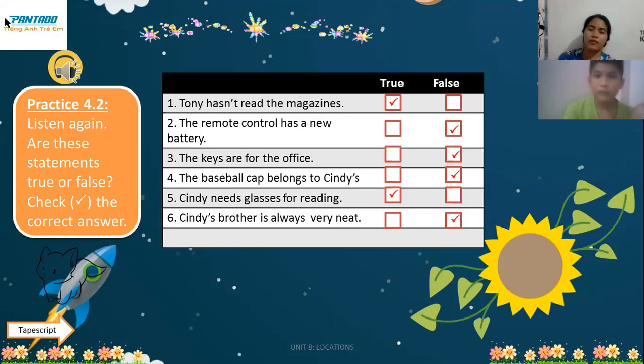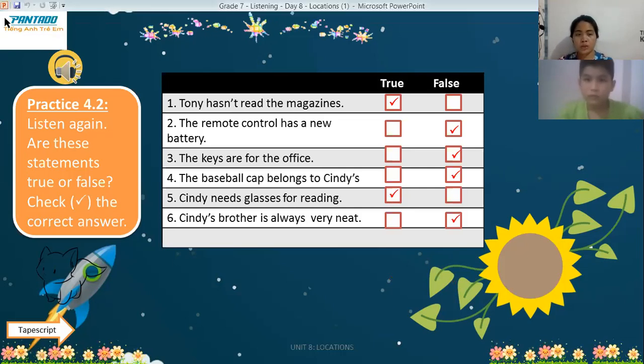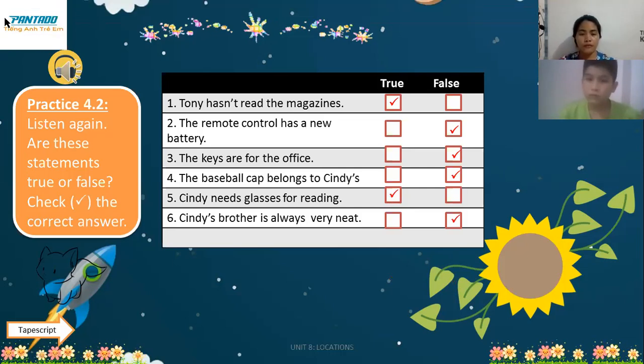Yes, Tuni hasn't read the magazine. That is true. The remote control has a new battery. False. The case is for the office, so the answer is false again. The baseball cap belongs to Sandy. That is false. Sandy needs glasses for reading. True.